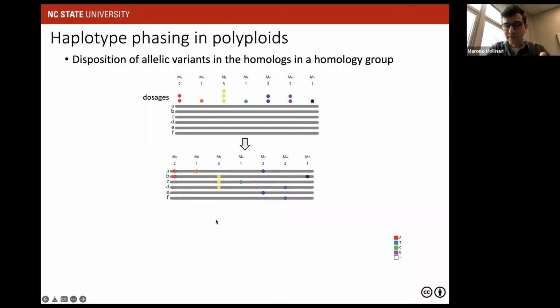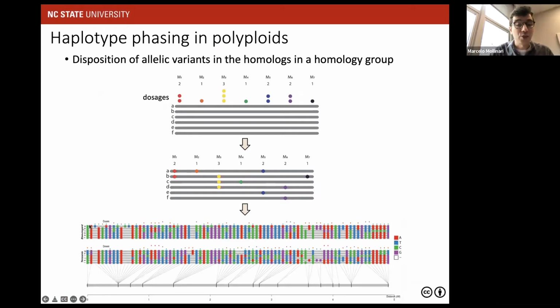And if I know how they are distributed in these 6 homologs, I can have a real map. So here, this is a real map. I think this is the beginning of chromosome number 1 of sweetpotato. And then you can have your nucleotides here, and you can see how these nucleotides are distributed in these homologs. And here we have the genetic distance. This is in centimorgans, right? So the map in a polyploid is not just this stripe with several markers, but is also the haplotypic configuration of the homologs.